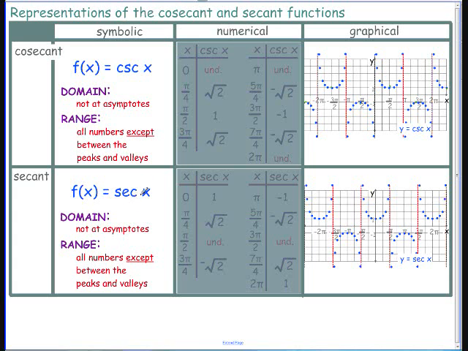But other than that, it's all numbers are excluded. And for secant, it's very similar. They share the peak and the valley, that specific point, and everything else is excluded from the range.